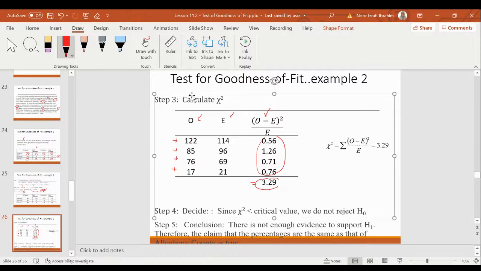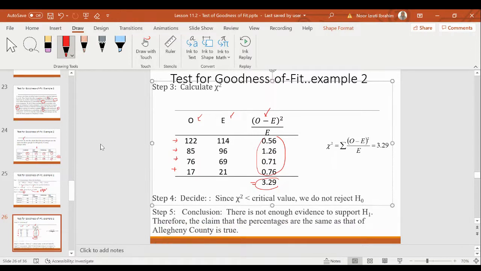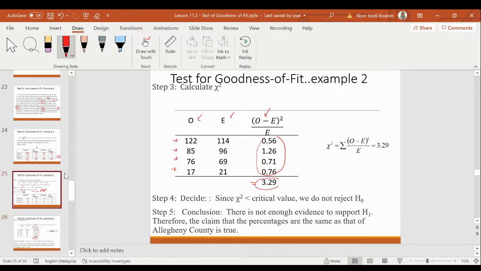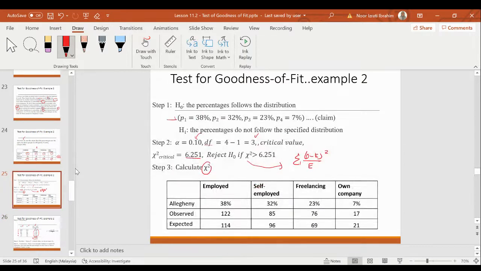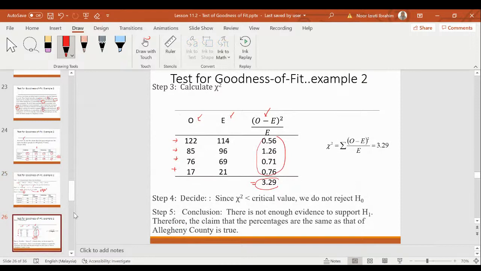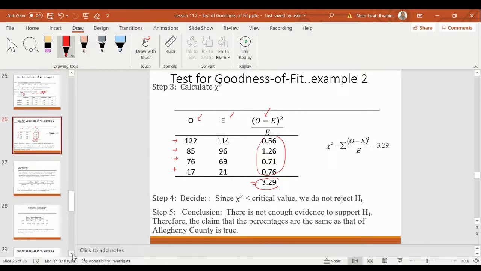Therefore, the claim that the percentages are the same as that of Allegheny County is true, or the distribution follows the stated, specified distribution. The data follow the specified distribution. H0 is true.